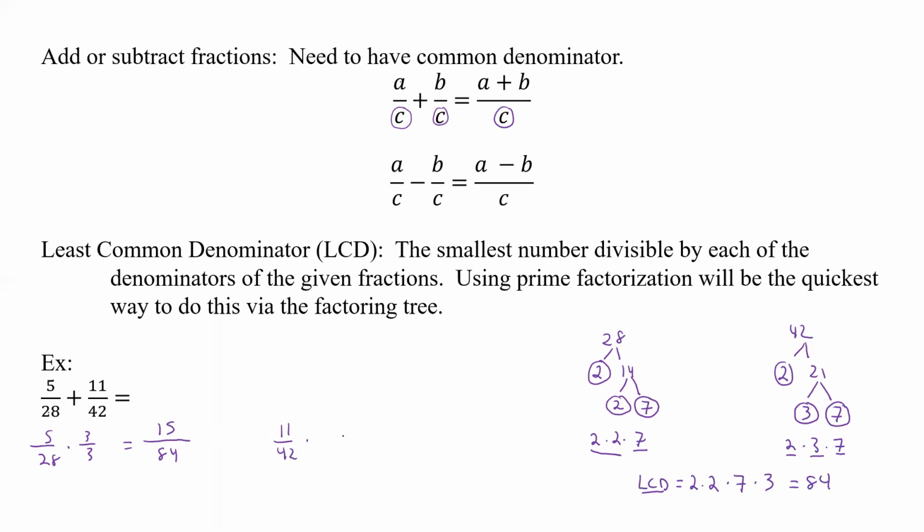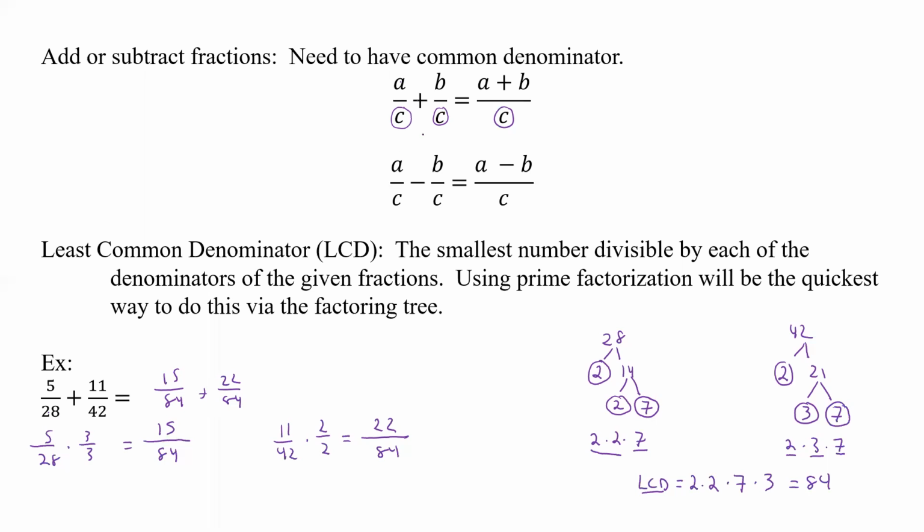Well, we're going to have to multiply by what to get that 84? Well, we're going to have to multiply by 2 over 2. So 11 times 2 is 22. So now we say, okay, well, now we have 15 over 84 plus 22 over 84.